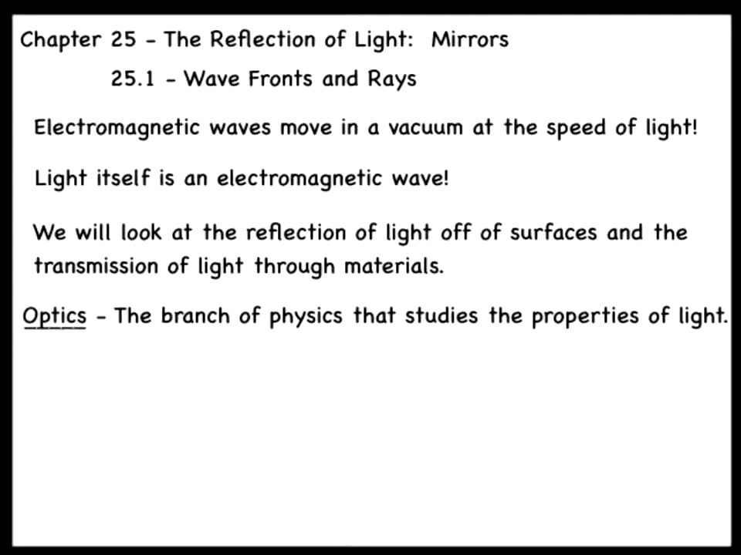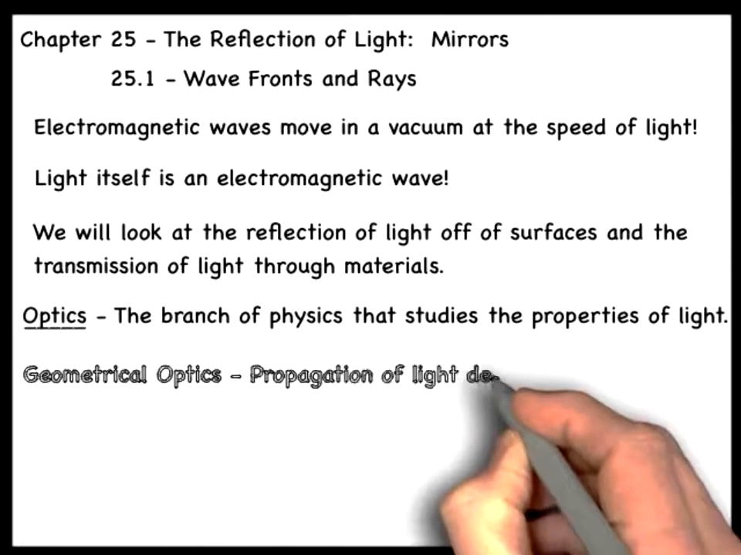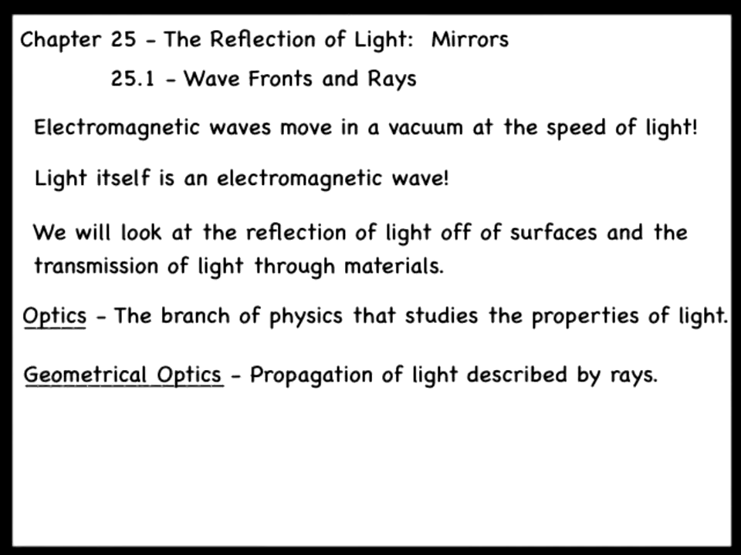In the next two chapters, we will focus on geometrical optics, where the propagation of light is described in terms of rays. This approach will allow us to understand images formed by the reflection of light off of surfaces, like a mirror, and the refraction or bending of light as it passes through certain materials, like lenses.